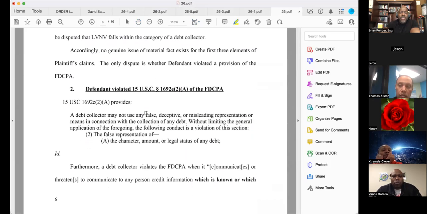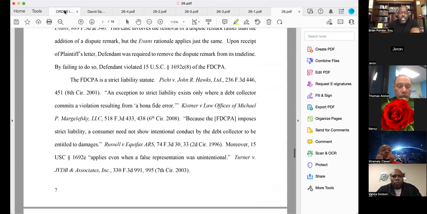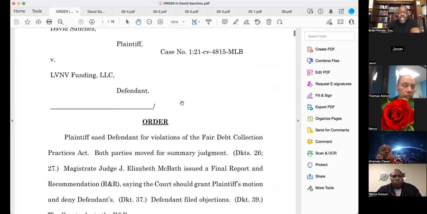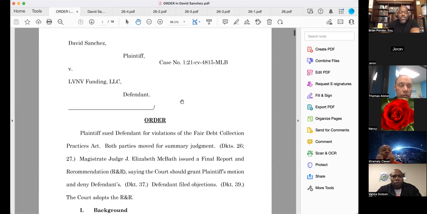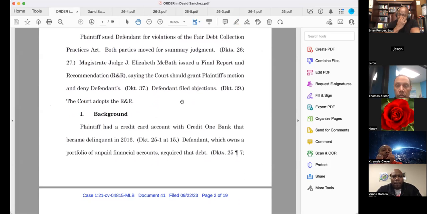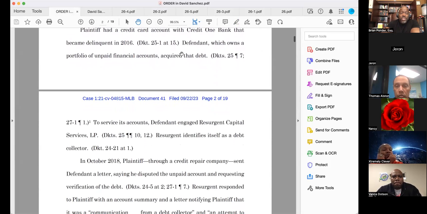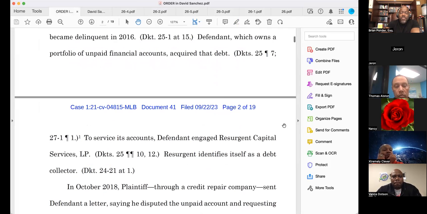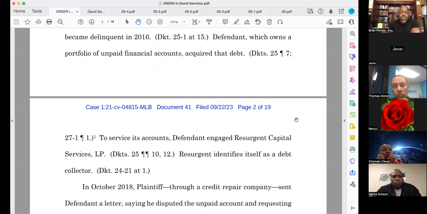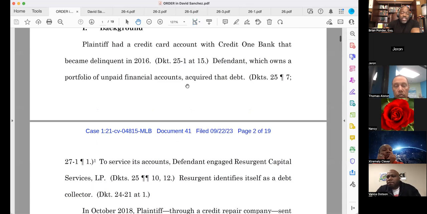Y'all read that. Let's go to what the court said. We don't want to take all the time on that. This is what we really want to hear. Plaintiff had a credit card account. Credit One Bank became delinquent. Defendant, which owns a portfolio of unpaid accounts, acquired the debt. These opinions are great.